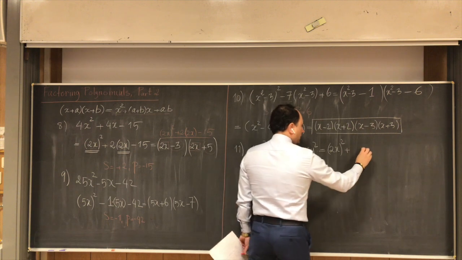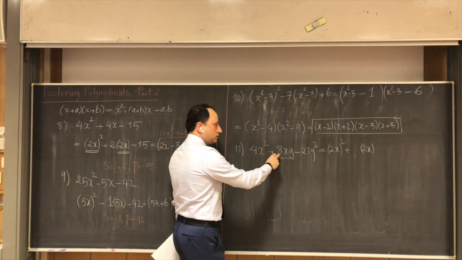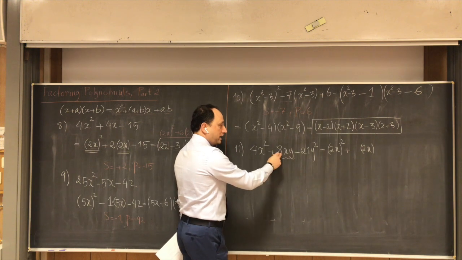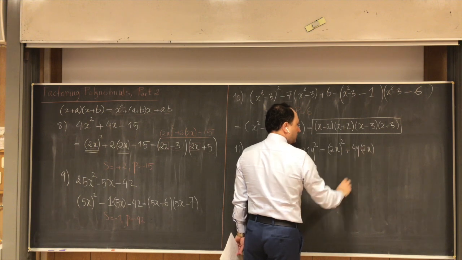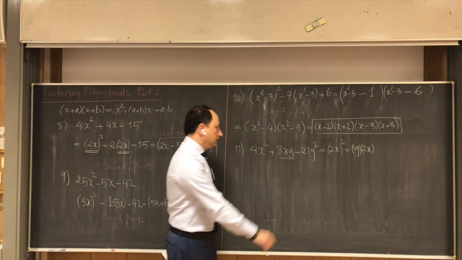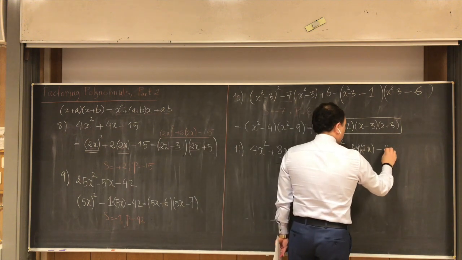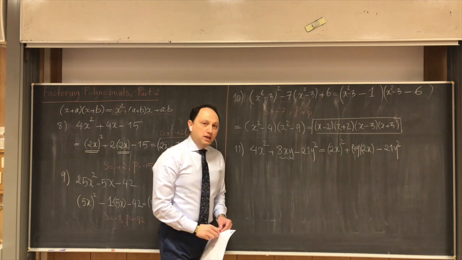I would write 2x because I need it as my common term, and then I try to adjust what is left. So I want to go back to 8xy, so it means that I need to multiply by 4y. Yes. And then for the last one, I cannot do anything. Okay? But can you guess the idea?